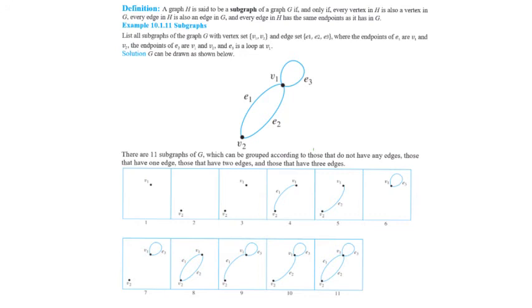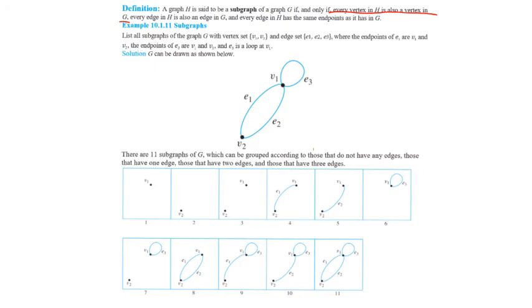Okay, so the next definition is a definition of a subgraph. We define a subgraph of graph G in the following way. We say a graph H is said to be a subgraph of graph G if and only if we have a number of conditions. First, every vertex in H is also a vertex in G. What does it mean? It means that the vertex set of H is a subset of the vertex set of G.